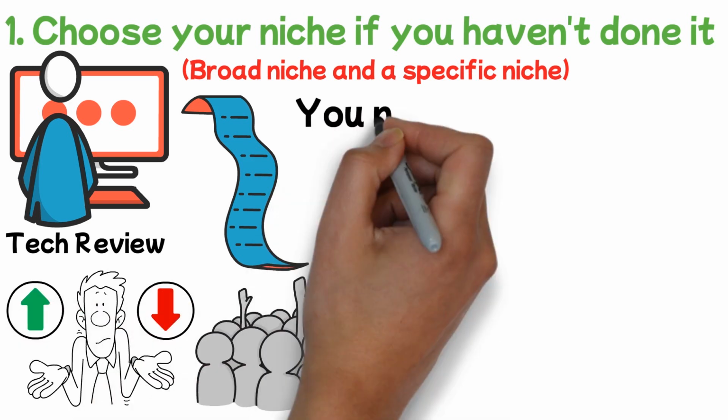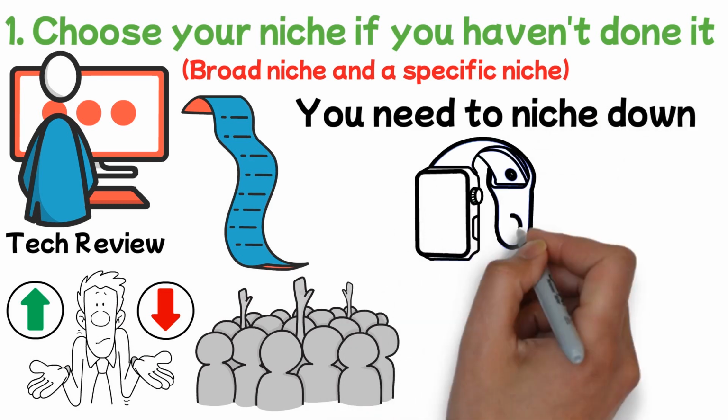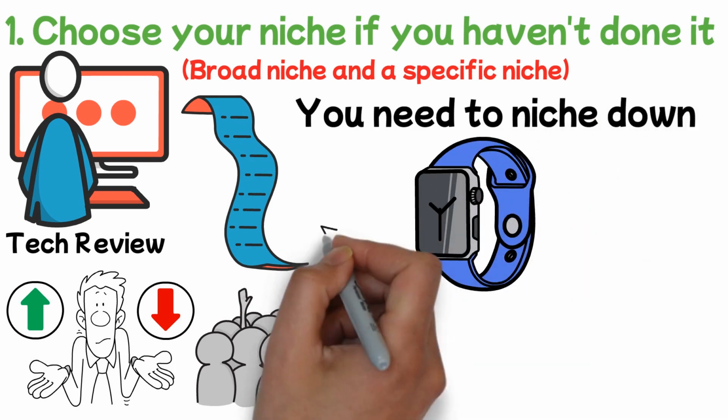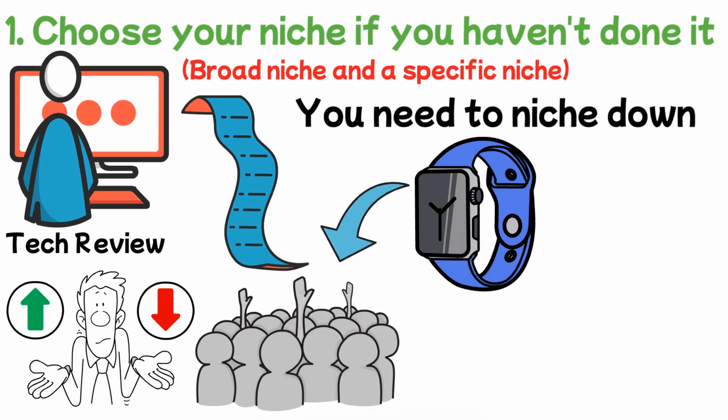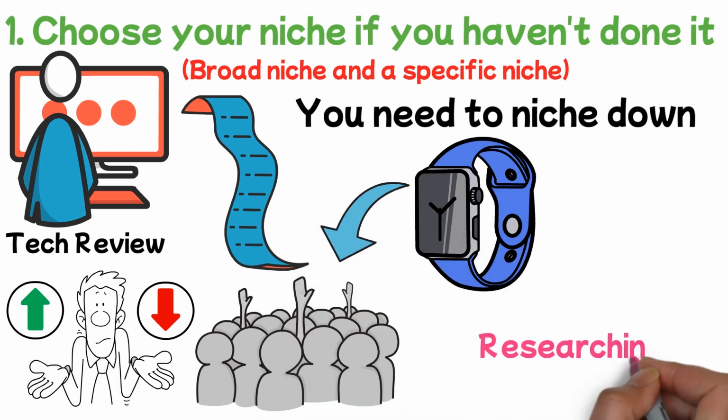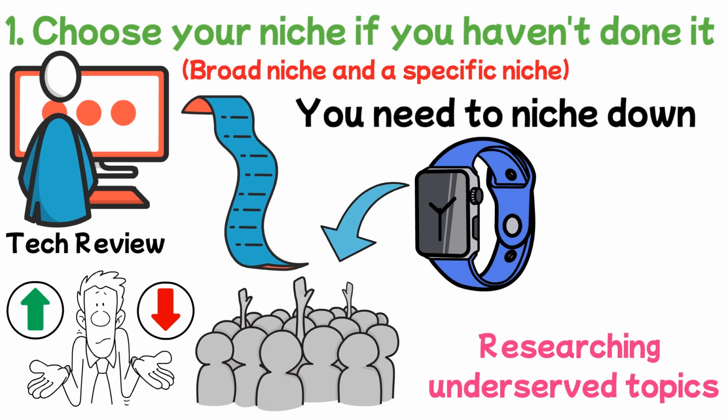You need to niche down. For example, you can review smartwatches for fitness enthusiasts. That way, you have a specific enough target audience, and you can start researching underserved topics for that specific audience.